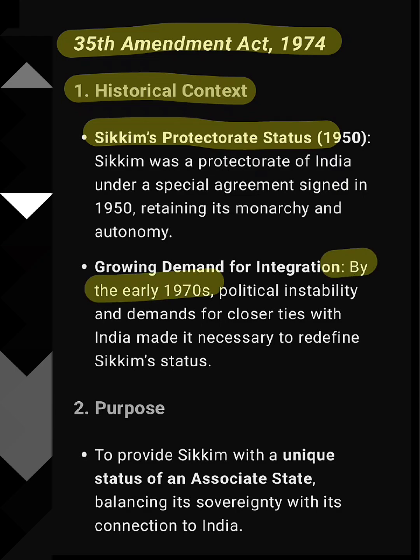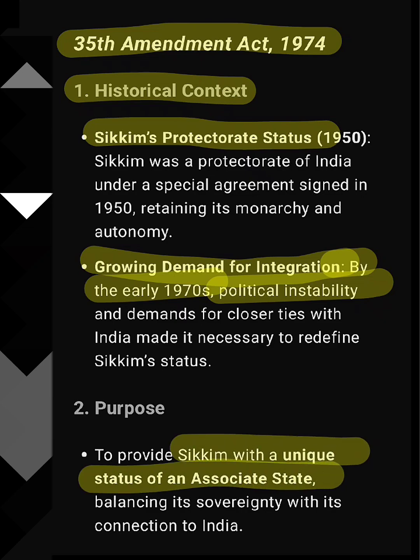By the early 1970s, there was this growing demand among people that India should intervene and try to merge Sikkim with India. So, due to political instability and the autocratic behavior of monarchy, people were demanding that India should try to integrate Sikkim into India. And to address these demands, the Indian government brought in 35th Amendment Act for the purpose of providing Sikkim with a unique status of associate state. Means now Sikkim has partially become a state of India.